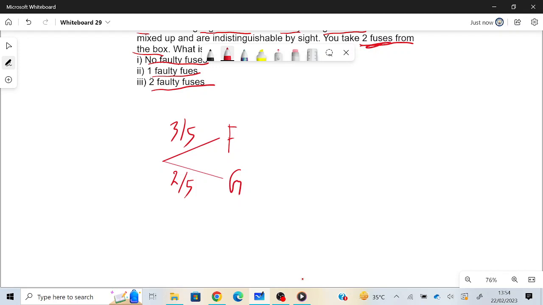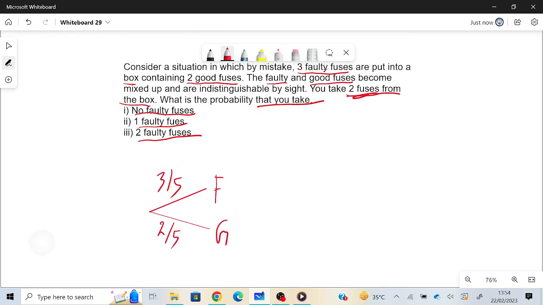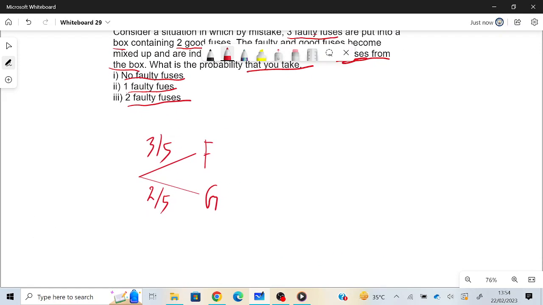That's from our first pick. But it said you take 2 fuses from the box. So now let's look at the second picks we will have.